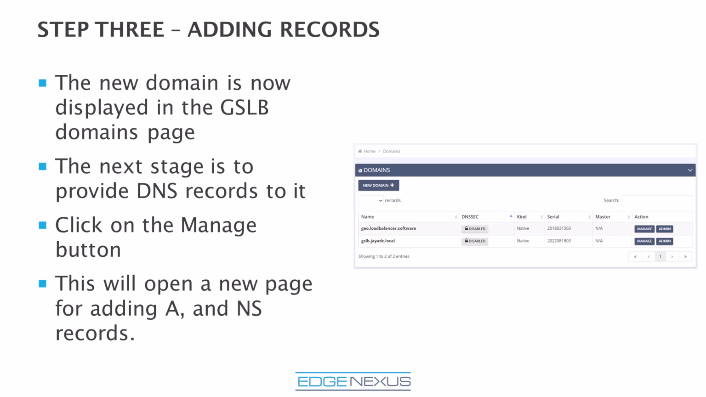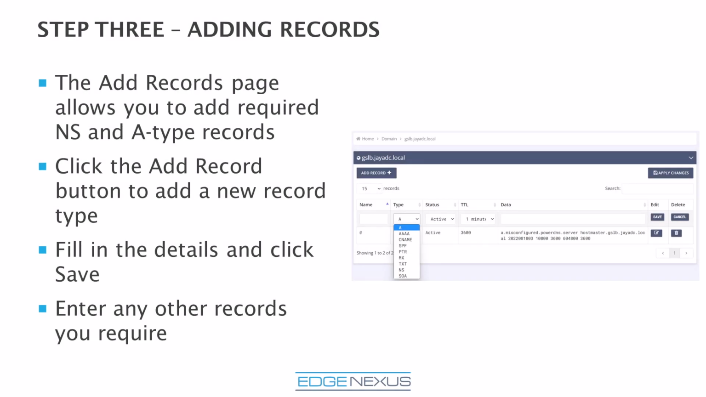The newly added domain is now shown in the Domains table. The next step in the process involves providing DNS records for the new domain. Click on the Manage button, which will take you to a new page where you can add an A-type, NS-type, and other DNS records for the domain. Adding these DNS records is crucial for the proper functioning of the new domain in the GSLB system.